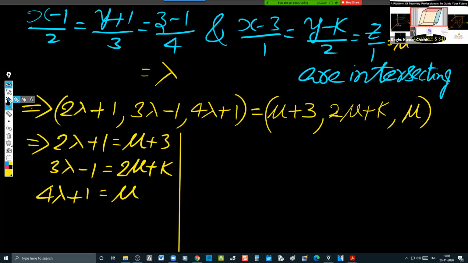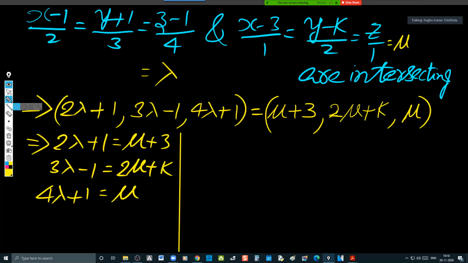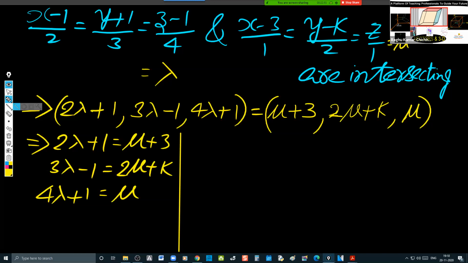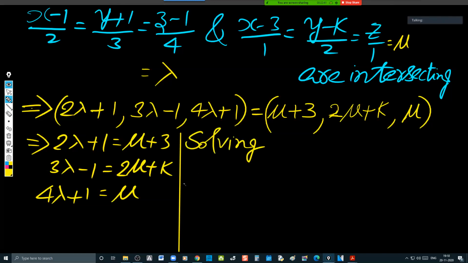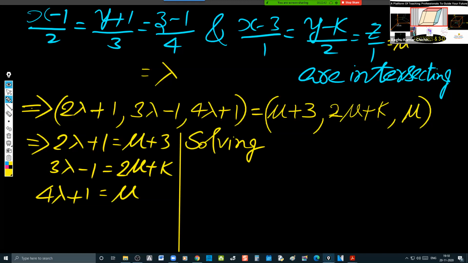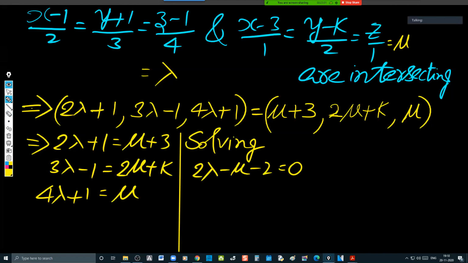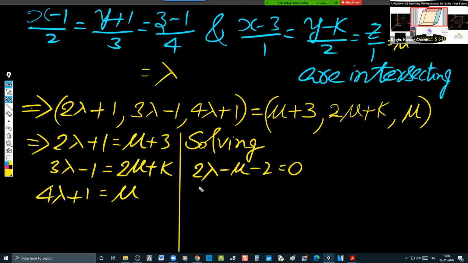Okay. So now let us take those equations where k is not present. Let's solve the first and third equations. 2 lambda minus mu minus 3 is equal to 0. Minus 2 equal to 0, because plus 1 is already there. And the third equation, 4 lambda minus mu plus 1 equal to 0.